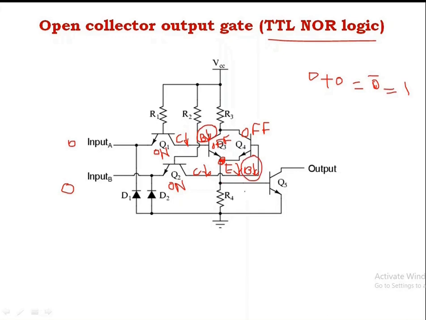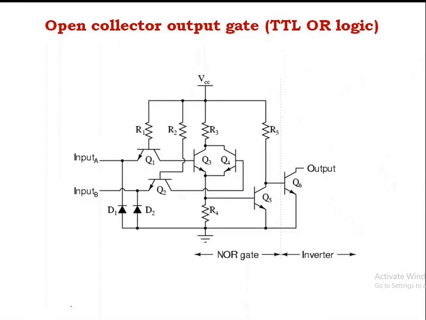So if the emitter is low, base of this Q5 is low. So base of this Q5 is low means the fifth transistor is off. Once the transistor is off, what about your output? Output will be high. Collector output is high. That is why you are getting 1 here. This is your NOR logic. What you have to remember is the circuit diagram, how it has been connected. So once you draw it, you can see.